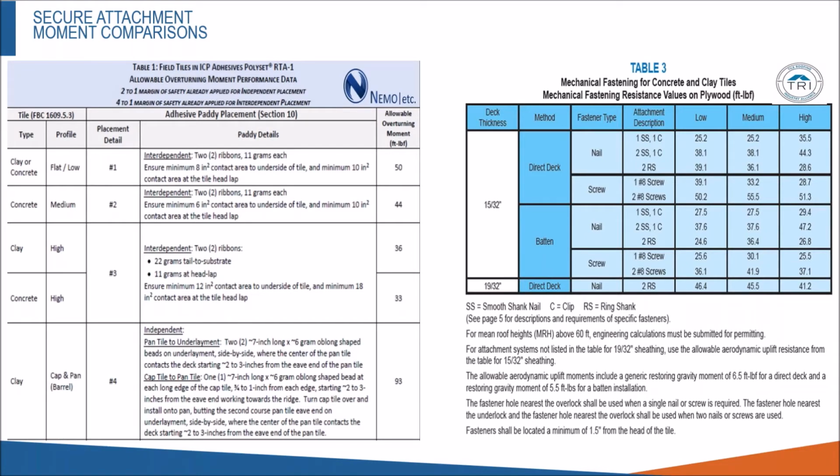This is a lot of information on this slide, but I just wanted to show you in perspective what a bead of single component adhesive means when it comes to using mechanical fasteners. So in this example here, you have the flat low profile tile right on top, where you have an allowable overturning moment, or an uplift resistant force, of 50. To get this same number right here, if I'm going to use mechanical fasteners on that low profile tile, I'm going to have to use two number 8 screws. So obviously with adhesive, you're eliminating all those penetrations on that roof deck.